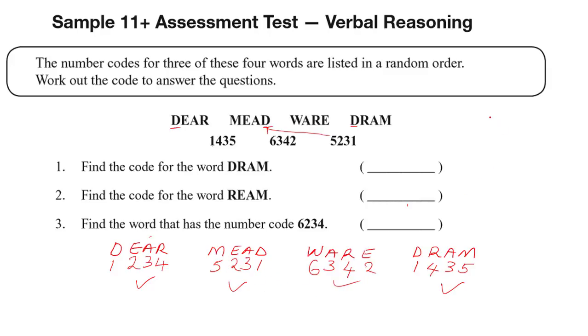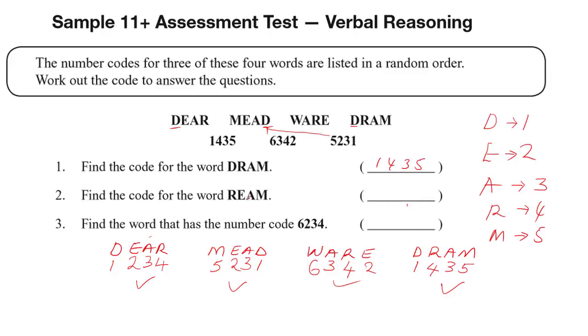Okay, so now to answer the other questions, you're just going to summarize that D is 1 and E is 2. Okay, A is 3, R is 4. What else? And M is 5. Once you know what the letters are, what numbers they are, then you can answer this question. So find the code of the word drum. So this drum here is going to be 1, 4, 3, 5.